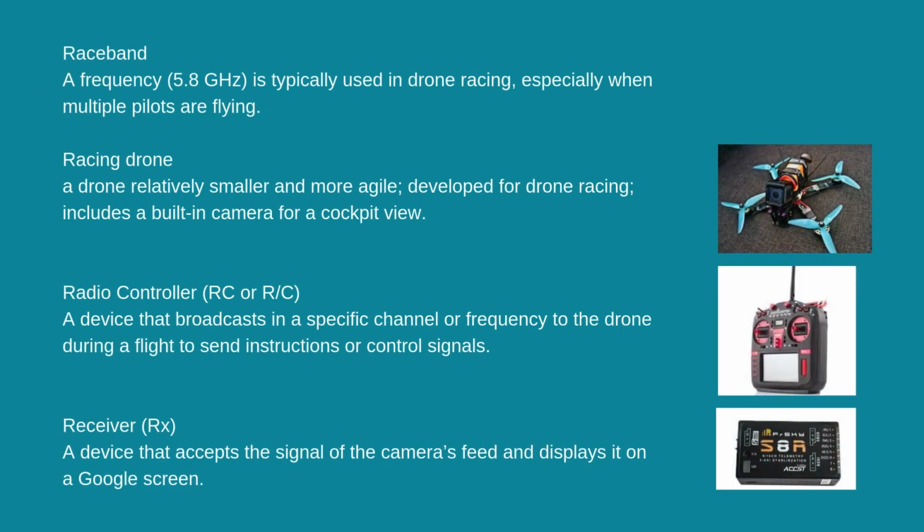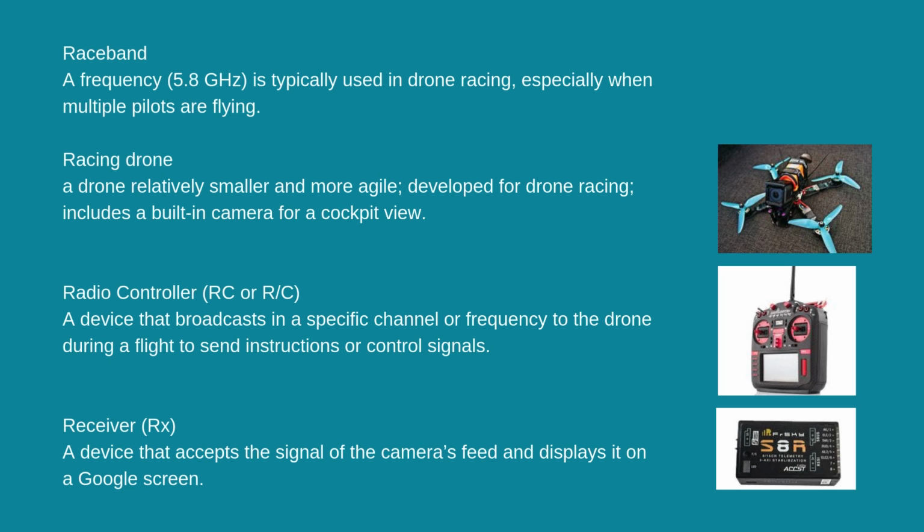Raceband, a frequency of 5.8 GHz, is typically used in drone racing, especially when multiple pilots are flying. Racing drone: a drone that is relatively smaller and more agile, developed for drone racing, and includes a built-in camera for a cockpit view.